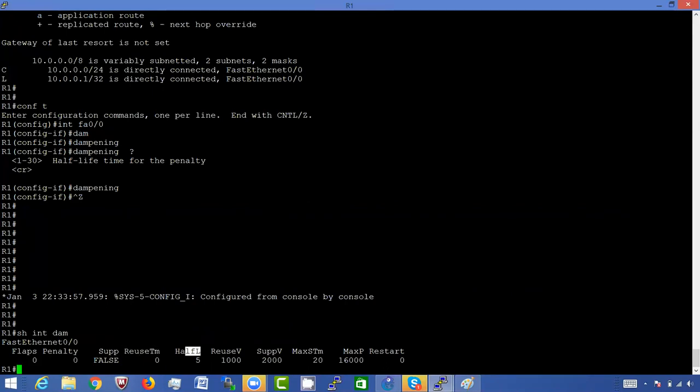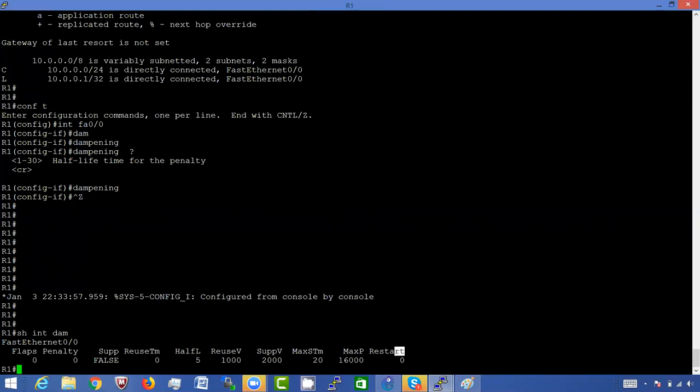See, I told you, the half-life time by default is 5 seconds. This value is in seconds, it is not in minutes. The reuse value is default 1000. The suppress value, what is the default? It is 2000. Maximum suppress time, what is it? It is 20 seconds, which is 4 times the half-life. Maximum penalty: this penalty can reach a maximum of 16,000. Even if this interface flaps 100 times, the maximum penalty my router can assign is 16,000 only.